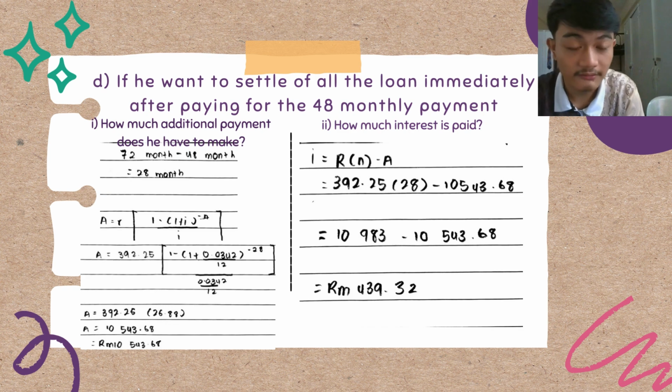So after we do it, I equal 10,983 minus 10,543.68 and the answer is RM439.32. So that's all for my team.